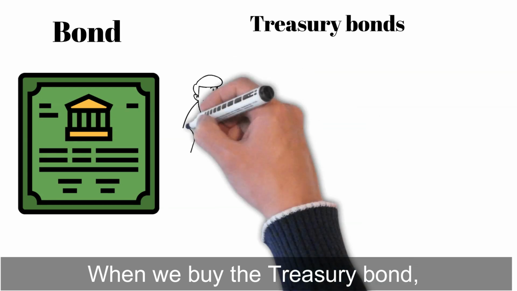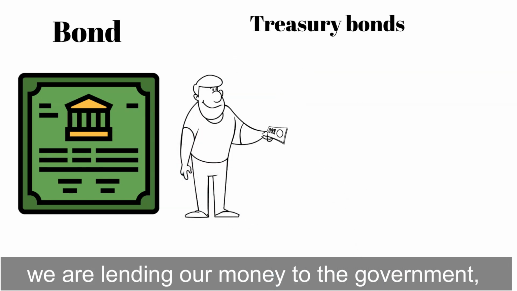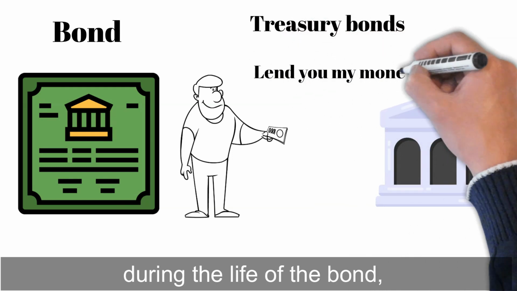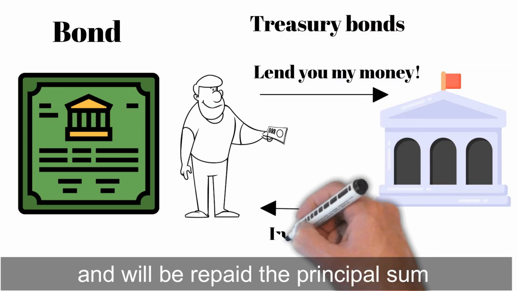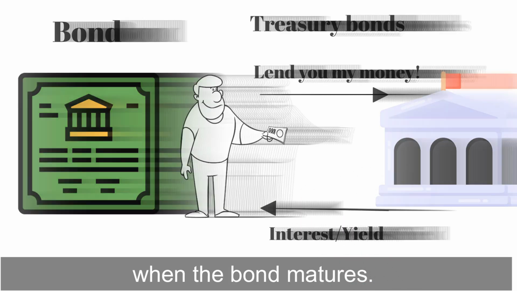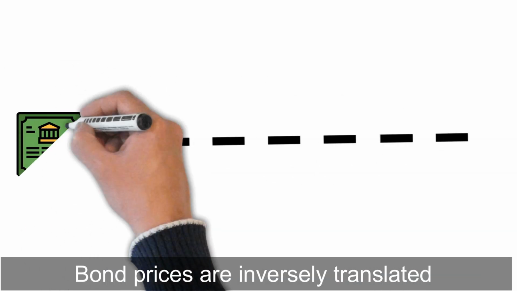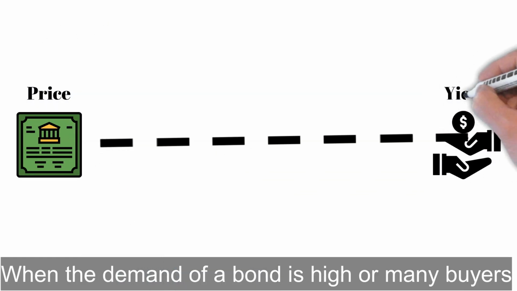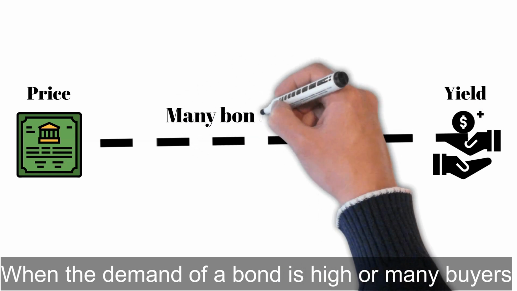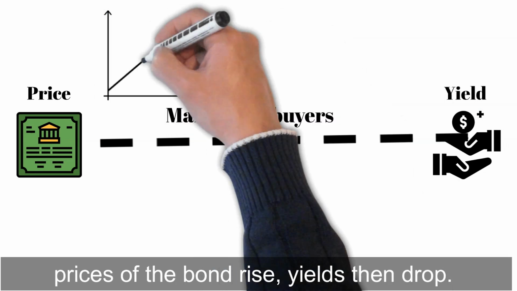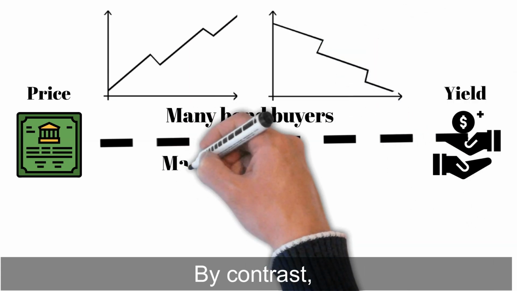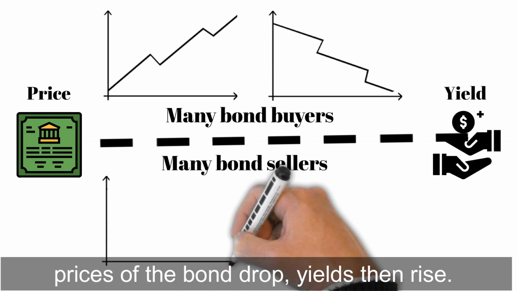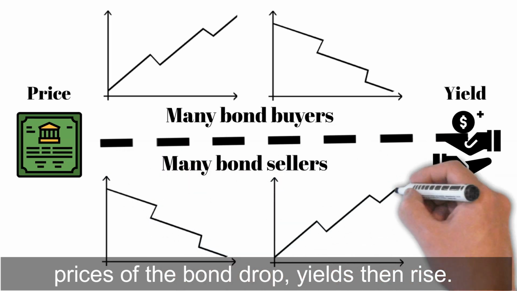When we buy a Treasury Bond, we are lending our money to the government. We will be paid a specific rate of interest during the life of the bond and will be repaid the principal sum when the bond matures. Bond prices are inversely related to the rate of interest or yield. When the demand for a bond is high, with many buyers, prices of the bond rise, and yields then drop. By contrast, when many sellers are selling the bond, prices of the bond drop, and yields then rise.